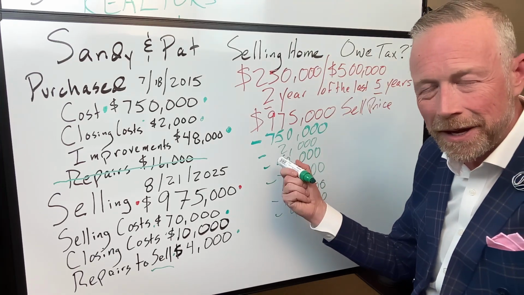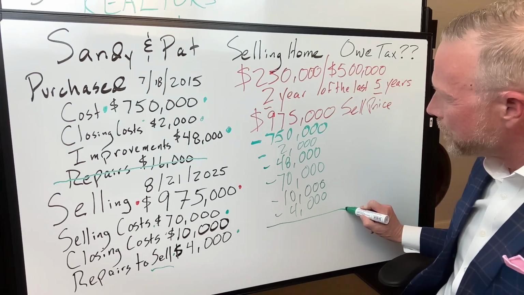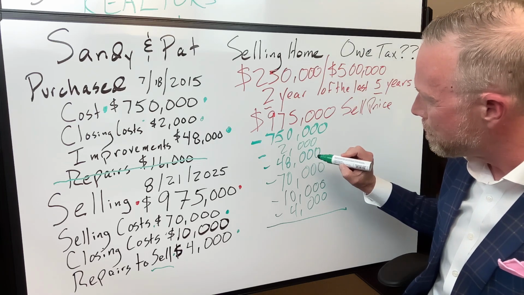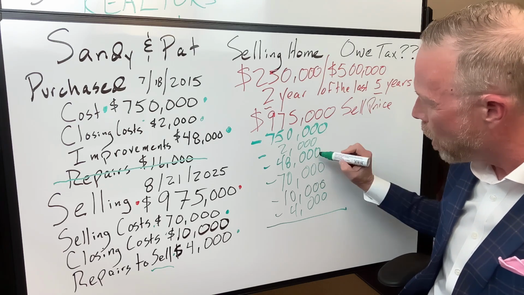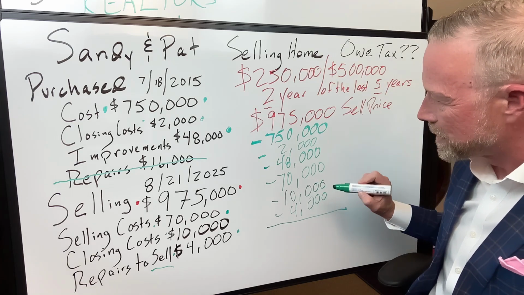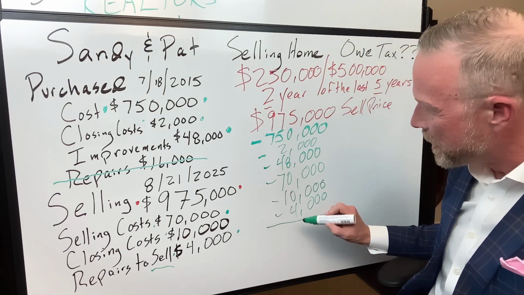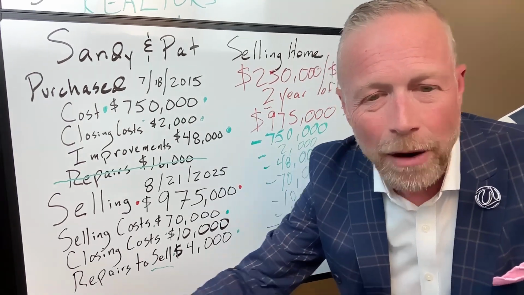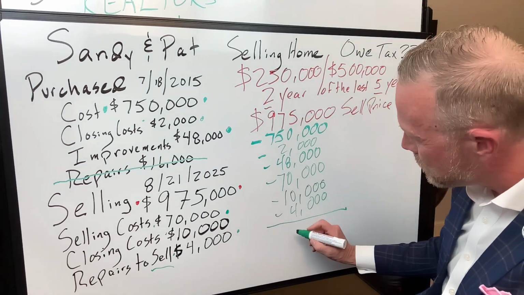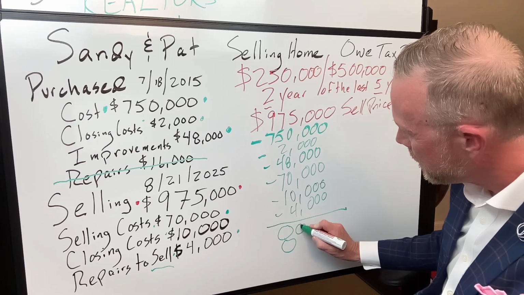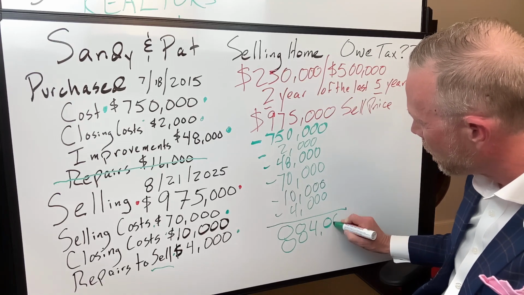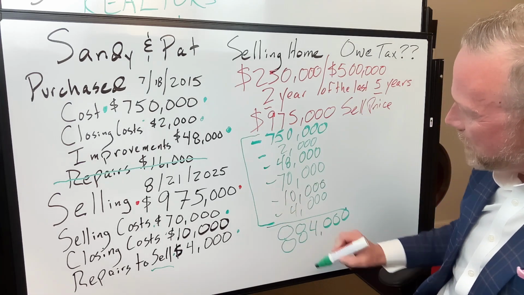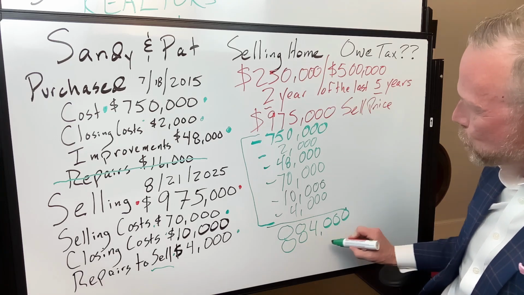But isn't that really easy? In terms of, well, what is my gain here? So I sold it for $975,000. I bought it for $750,000. I had $2,000 in closing costs when I bought it, $48,000 in improvements while I owned it. I have $70,000 in selling costs, $10,000 in closing costs to sell it, $4,000 in repairs. And with that, I'm actually looking right now quickly at my worksheet. We then have total costs of $884,000 is all of this, okay? That's all of our subtractions.